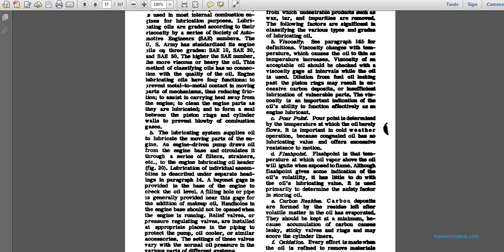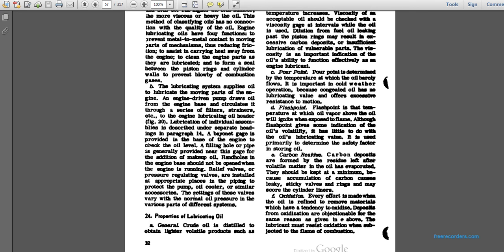A bayonet gauge is provided on the engine to check the oil level. The filling hole of the pipe is generally provided near the gauge. For additional makeup of oil, the hand holes of the engine should be opened when the engine is running. Relief valves and pressure regulating valves are installed in appropriate places in the piping to protect the pump. Oil coolers and similar accessories, and the settings of the valves, vary with the normal oil pressure of the various parts of the different systems. Properties of lubrication oil.